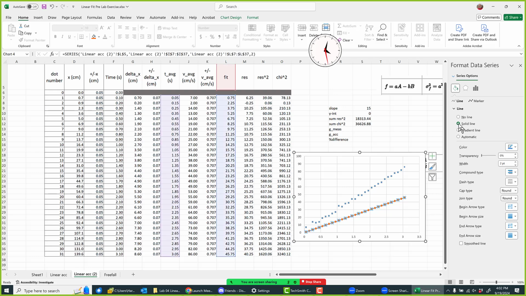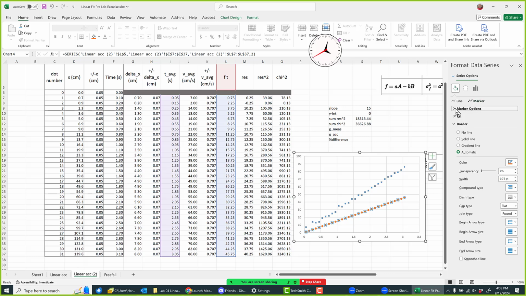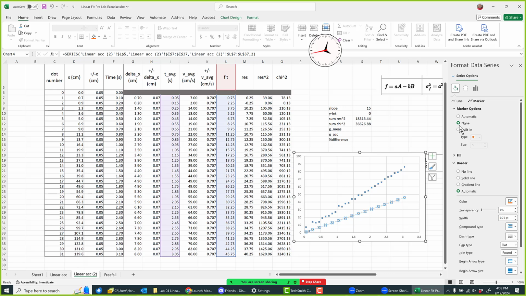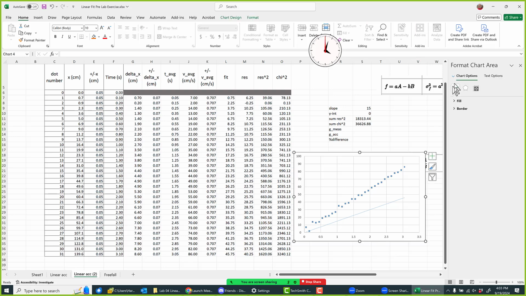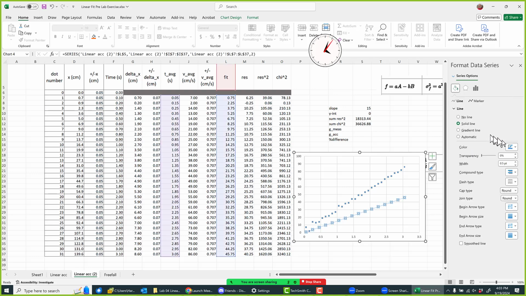So then we want to format that and say we want a solid line. I like to make it a little thinner. We can stick with the orange this time. And marker options, none. Oh, the fit line, of course, the fit line is blue. We don't want blue. I thought the fit line was going to be orange. And, well, we'll just make it red as usual.